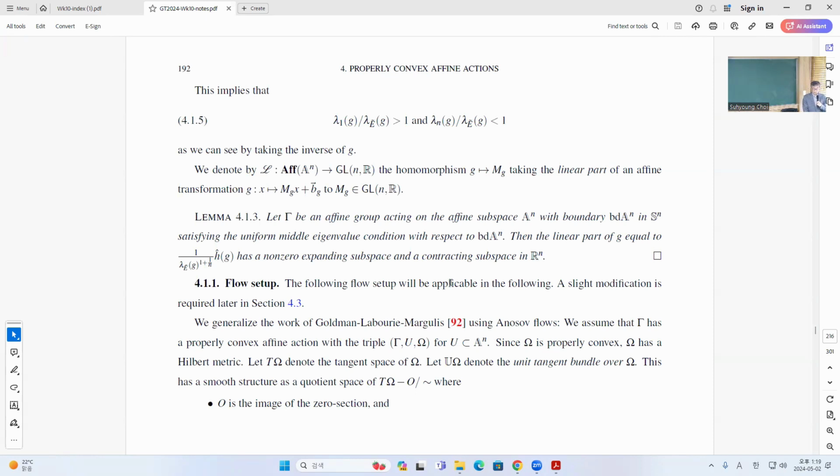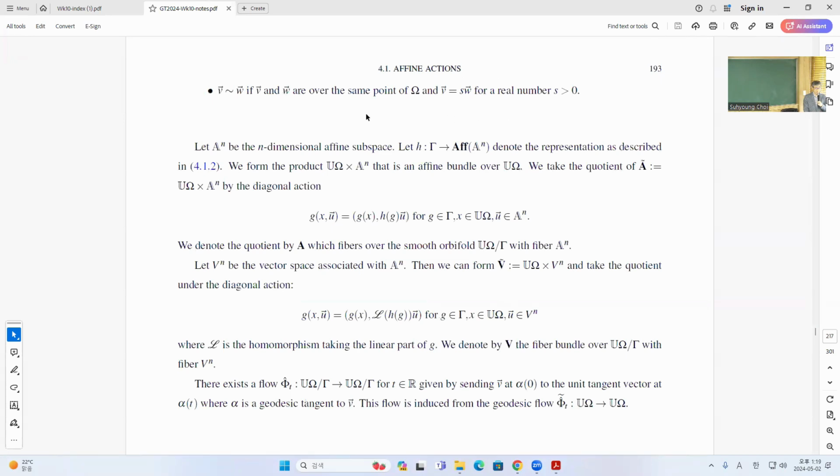So the basic proof is that we work with these unanswered flows. Omega has a Hilbert metric. So let's take the unit tangent bundle of Omega. This is just the tangent bundle where you remove the image of the zero section, and any two vectors are equivalent if they're at the same point and related by some positive scalar. In that case, you can define the unit tangent bundle like this, even though you don't have a metric. And then we take U_A times A_N, and suppose this H is some representation.